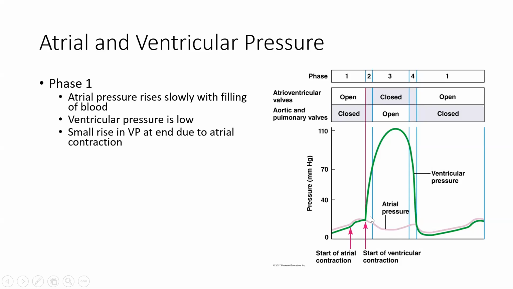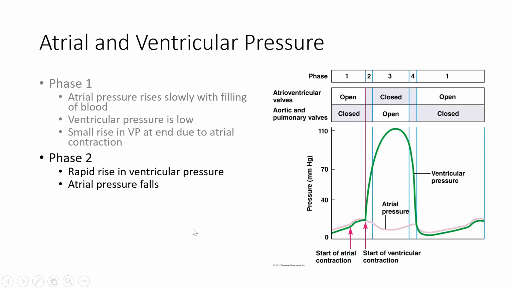So towards the end of phase one, we see this kind of bump in the pressures, and that is indicating the squeezing of the atria towards the end of this phase, and that creates a rise in the ventricular pressure as well, not contraction, but the rise in the pressure due to that squeezing of the atria, squeezing blood down into the ventricle.